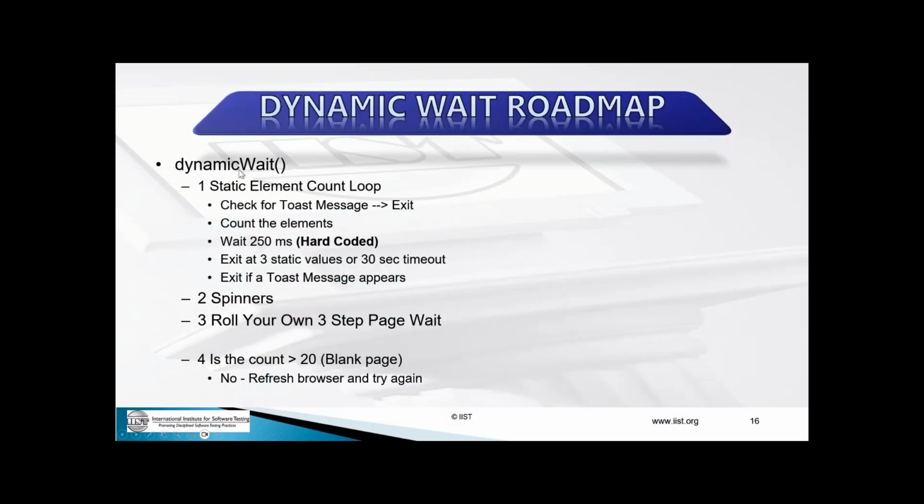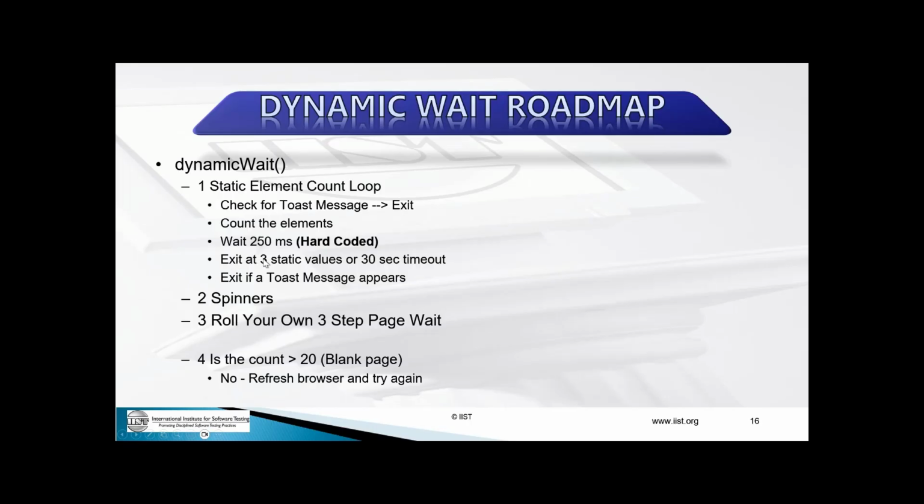So with that said, the first part of this, before we get to the click advanced, is we want to build a dynamic wait. And this is our roadmap for that. It's essentially 4 things we're going to do. We want to have a loop that does multiple things, counts the messages, counts the elements, has a wait so that it waits about 250, 333 milliseconds. That's a hard-coded wait. It's absolutely okay. It's part of the process.